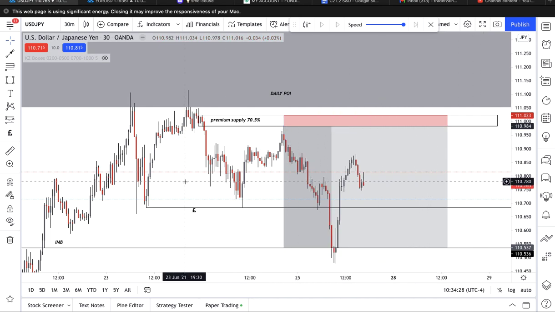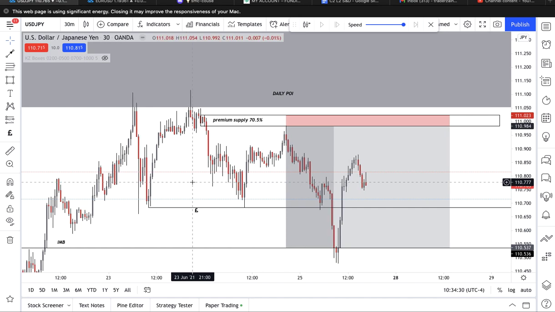Yeah, so now you lot understand how we locate our zones and which zones to select. Simply go off the zone that is in the premium or the discounted level, preferably the ones that align with the 70.5 and the 79%. So again, if you guys have any further questions, feel free to drop me a message and I'll help you guys out. Alright, take care.